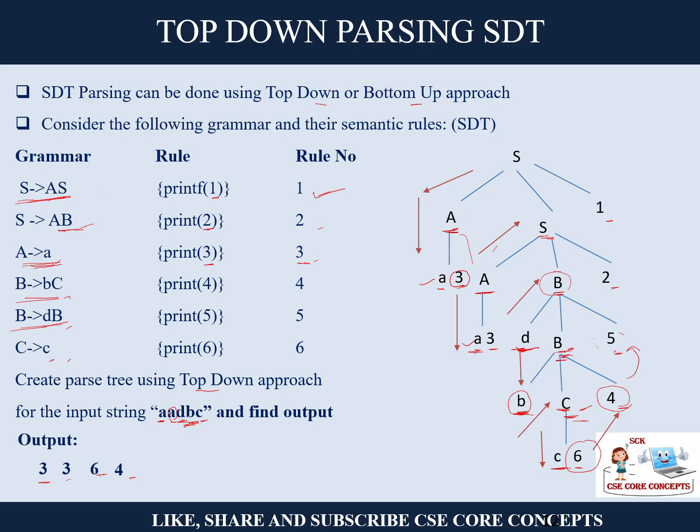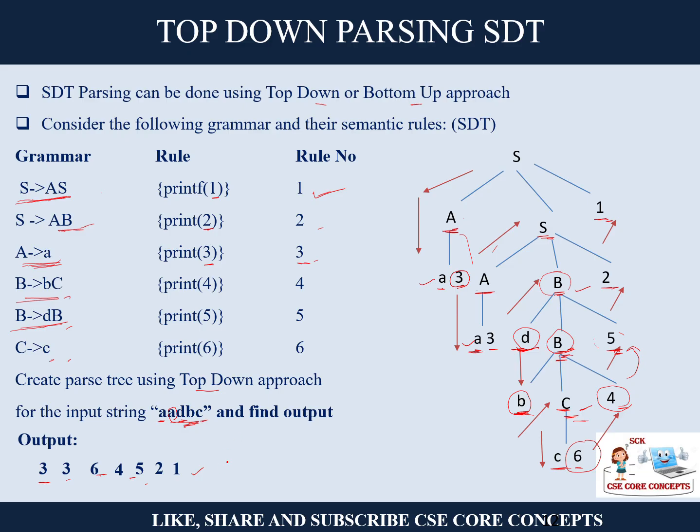So B has now been explored. We could not implement this rule earlier because when D was explored, B was not explored. But now it has been, so we can apply rule 5, which says print 5. Again go up. So this is explored, and now I can apply rule 2. This is done. Again I can go up and apply rule 1. So this is my output.